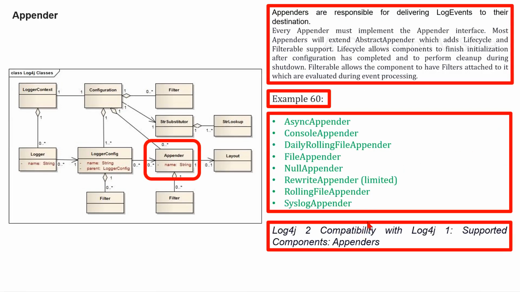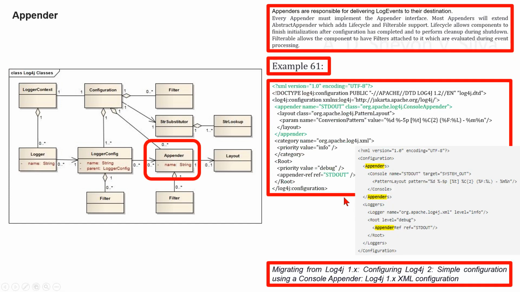Now we are considering supported appenders and supported components in Log4j 2 compatibility with Log4j 1: async appender, console appender, daily rolling file appender, null appender, rewrite appender, limited rolling file appender, and syslog appender. Now we are considering configuring a simple configuration using console appender, to configure Log4j 2 when migrating from Log4j 1.x.